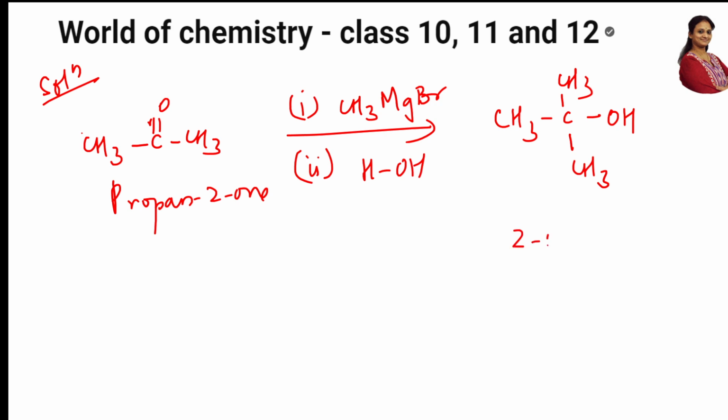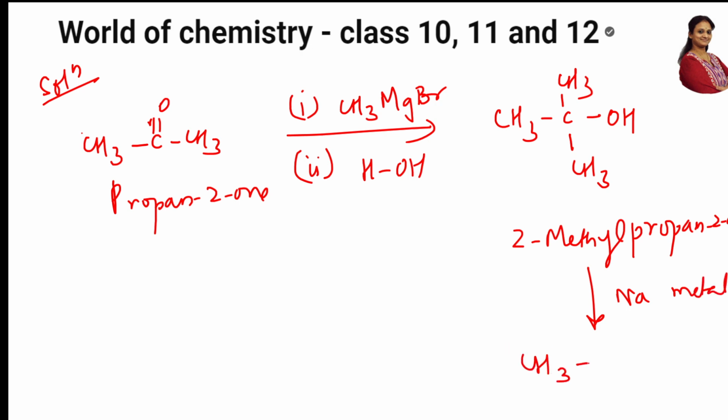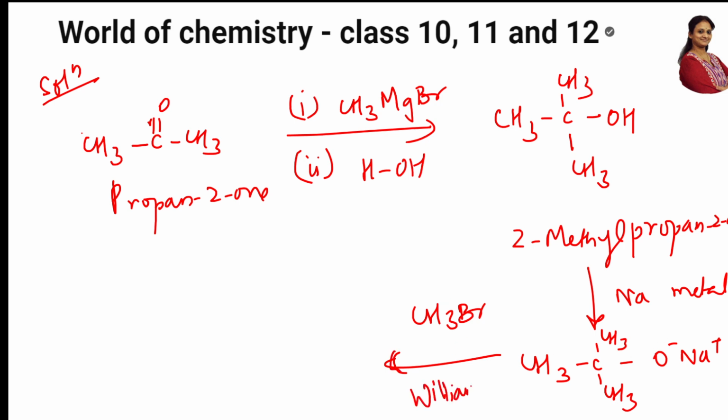What is the name of this compound? This is 2-methylpropan-2-ol. Okay. Now, to this we are introducing sodium metal. When you introduce sodium metal, you will be getting butoxide, because this is CH3 three times C and O minus Na plus. This is what? Sodium tertiary butoxide. Now you are introducing CH3Br. What is this reaction, students? Alkoxide plus alkyl halide. This is Williamson's synthesis. Williamson's synthesis. Correct now? Right.